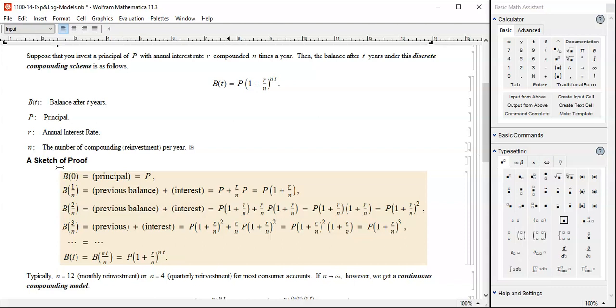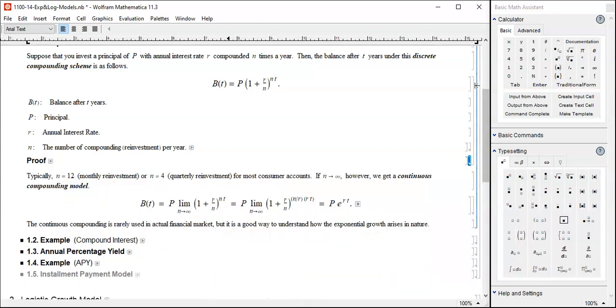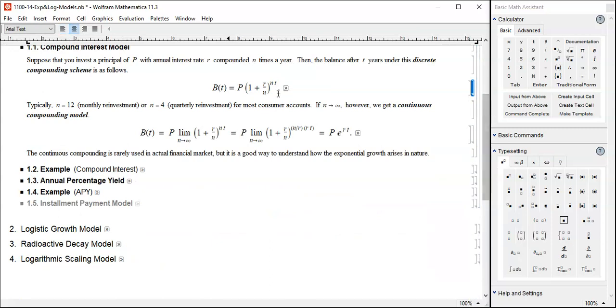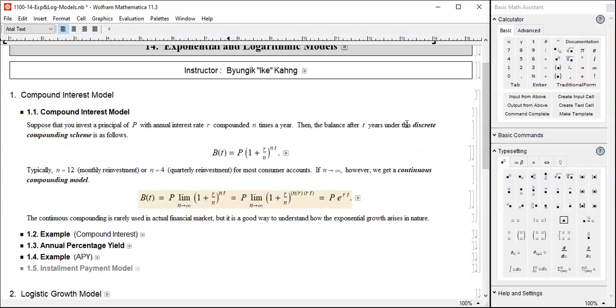Did I say sketch of proof? Actually, this is a full proof. Because I said this, maybe I felt a little bit uneasy about that, but it's just a repetition. We are not going to do mathematical induction in this course. So we are done with those, and when n grows to infinity, you get the natural exponential function showing up.